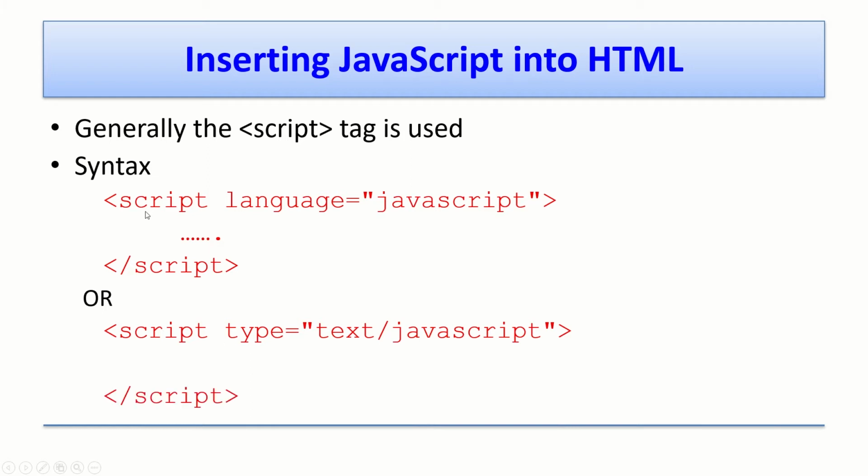The first one is script as a tag, and with the language attribute we say the language is JavaScript. If we use the attribute called type, then we have to say text/javascript. That's how we initiate JavaScript in our web page. That's how we declare JavaScript in our web page.